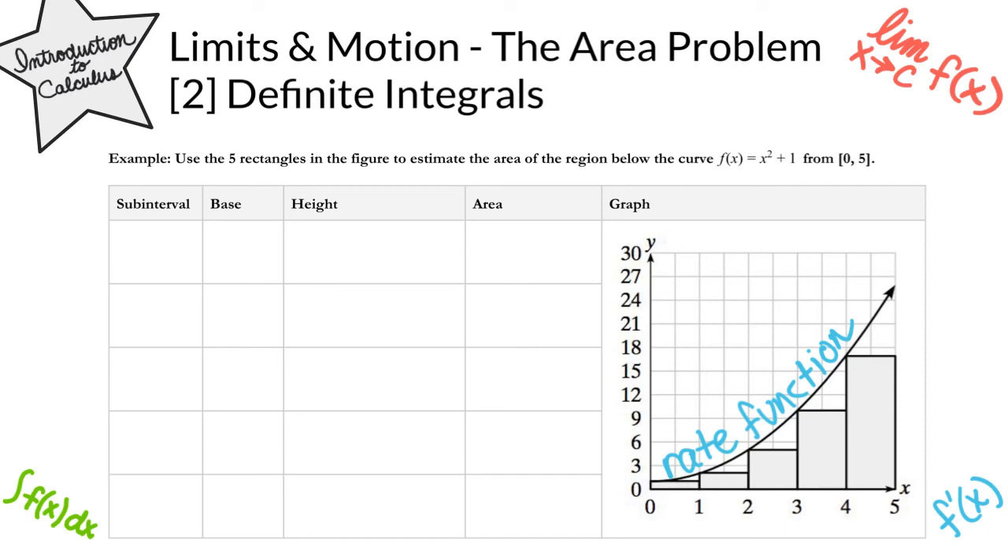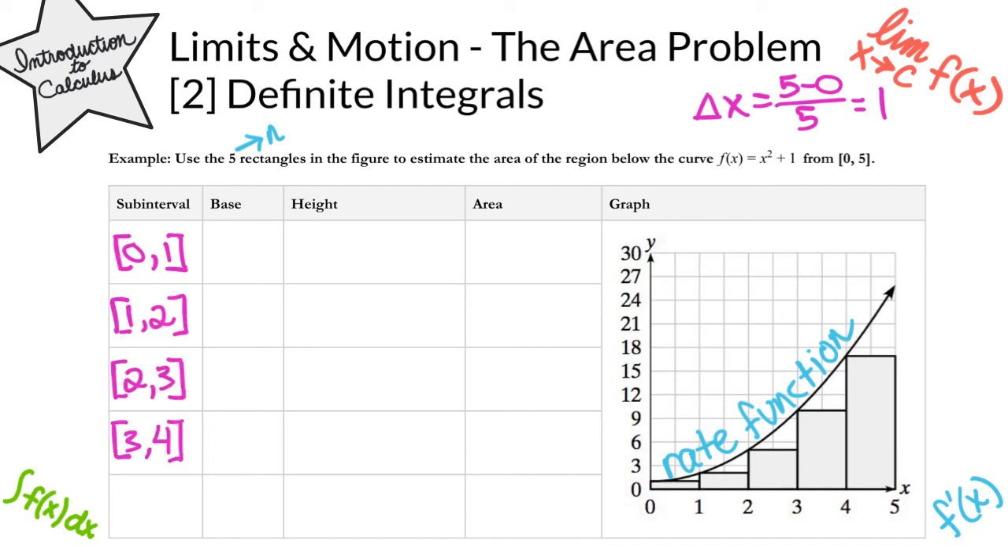So we started with f of x on an interval. Now we divide that into n subintervals. So that interval, 0 to 5, 5 minus 0 is 5, divided by the number of rectangles, which is 5, equals 1. That means all of the subintervals are 1 unit wide, so we could fill in the subinterval column. 0 to 1, 1 to 2, 2 to 3, 3 to 4, and 4 to 5. Also, delta x is equal to 1, which is the base of every single rectangle, so we could fill that in.